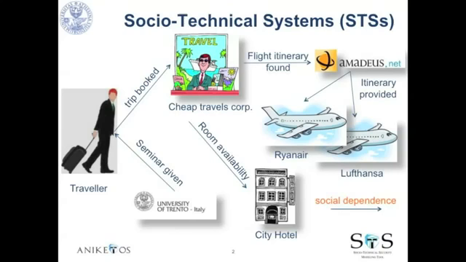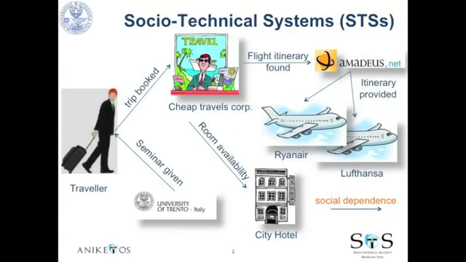The travel agency, on the other hand, might use a certain service, say the Amadeus flight service, to find flight itineraries. And the Amadeus flight service on its behalf can provide the itinerary by interacting with different airlines that offer flights, say Ryanair or Lufthansa. Apart from planning the trip, the traveler might also need to book a hotel since he's coming to a new place. And for that, either he could directly interact with the hotel in the city, or through the travel agency, he could check for room availability and book a place, say, in City Hotel.